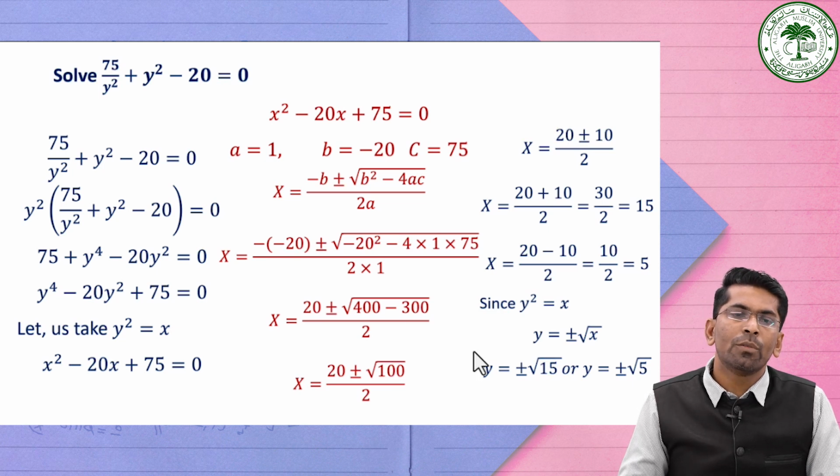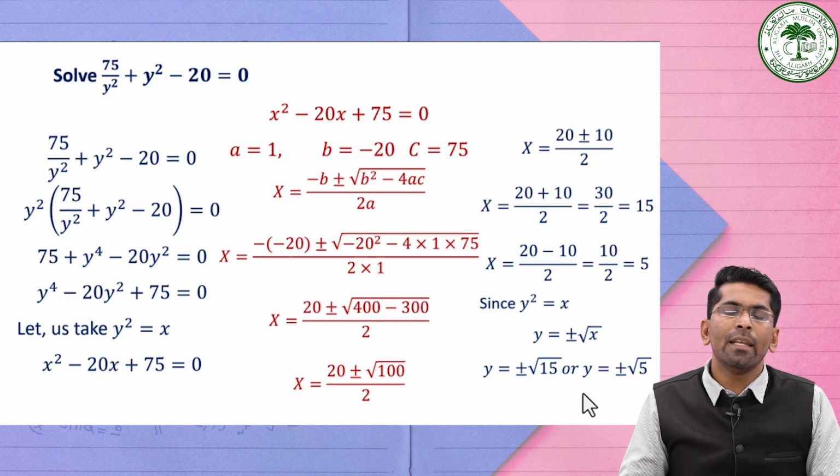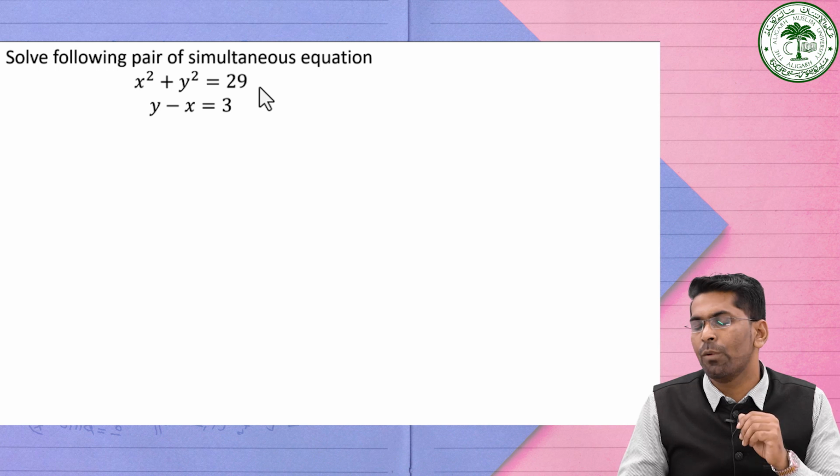So here the solution for this quadratic equation is y is equal to plus or minus under root 15, and y is equal to plus or minus under root 5. So this is the solution for the given equation. Now let us consider another example. We have a pair of simultaneous equations given.